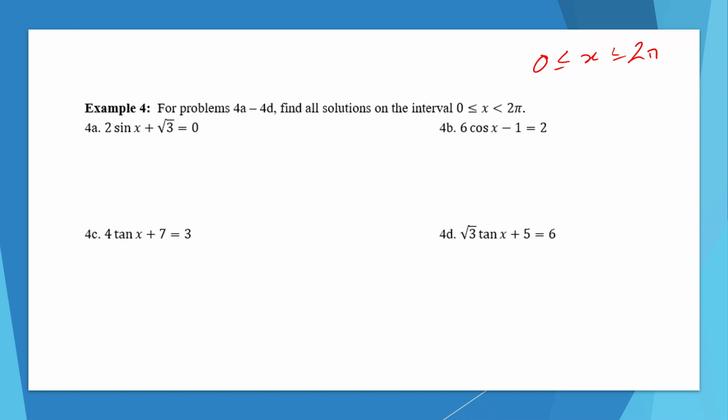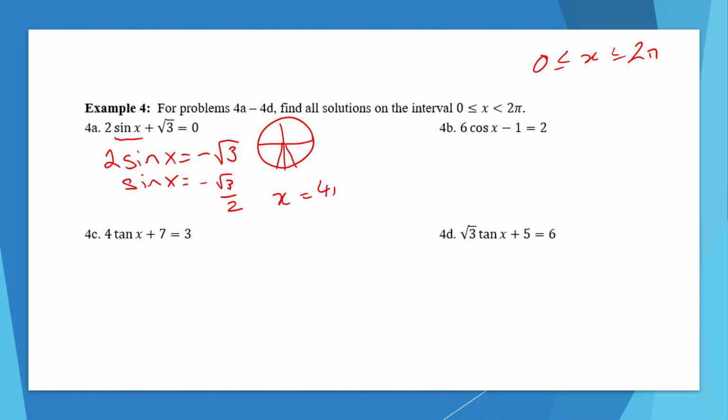So let's do 4a together. Here, we're going to subtract root 3 to start. So 2 sine x equals negative root 3. And then we're going to divide by 2. Sine x equals negative root 3 over 2. And now sine of x is equal to negative root 3 over 2 at a 60-degree reference angle. So it's going to be x equals 4 pi over 3, comma 5 pi over 3. And that should be our answer there.